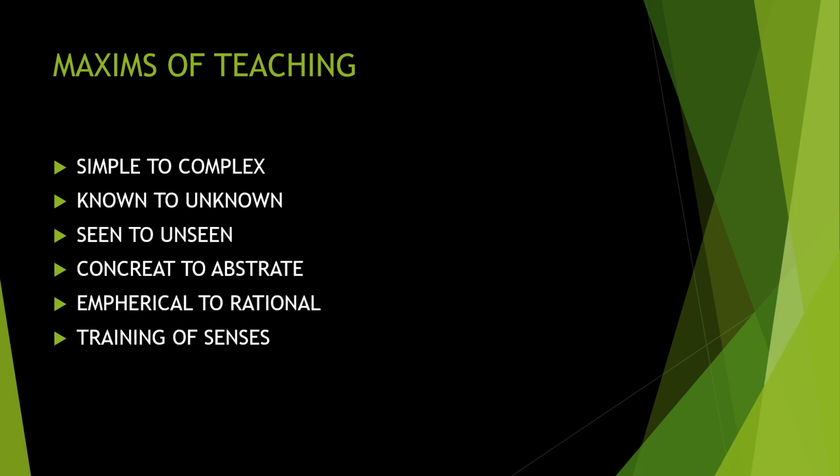Okay, the maxims of teaching: start from the simple to the complex level. Then known to unknown, which means what we know. We know some words. Okay, from that we study the next level, that is, the unknown level. Then seen to unseen means something we have seen.